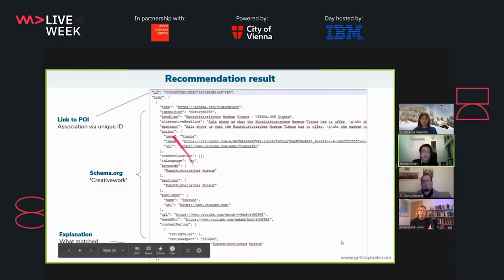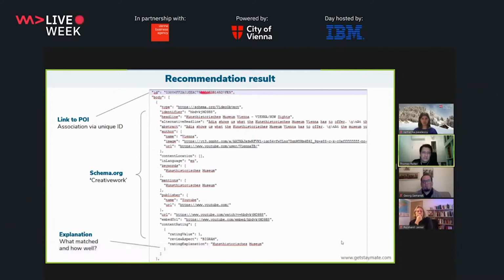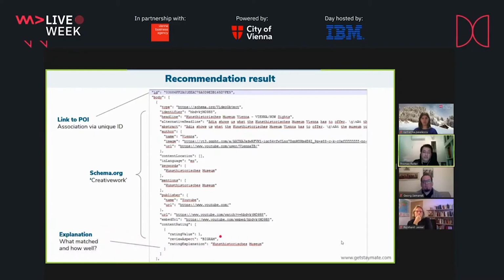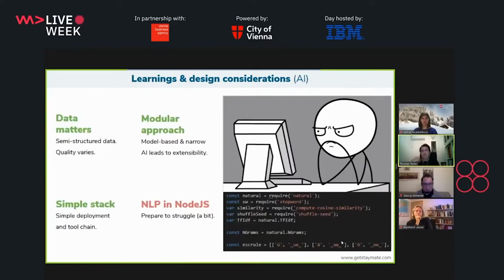This is an example of how it would look. So this is again a creative work in schema.org. You have here the ID of the place of interest in the database. This is the social media post, the YouTube post that we have matched. And we have an explanation here, what matched and why it matched. So it could be a name, a bigram in this case. It could also be a street name and so on. So there are different kinds of matches that you can find. And explainability is always important to find out how your system behaves, actually, what happened.